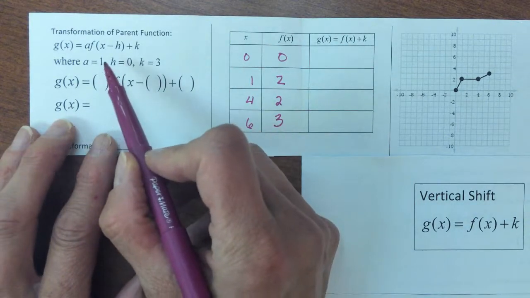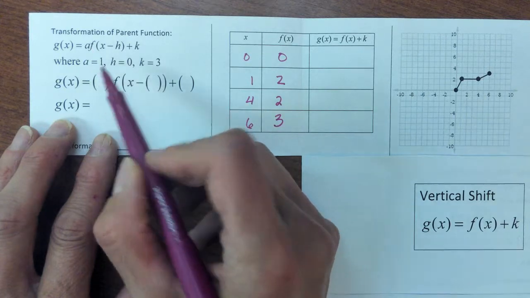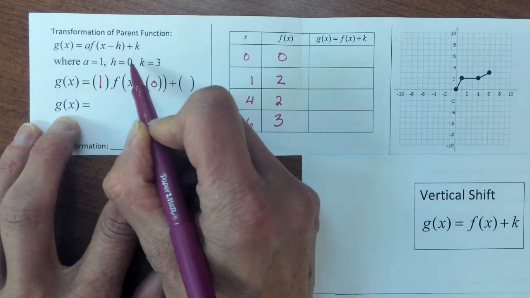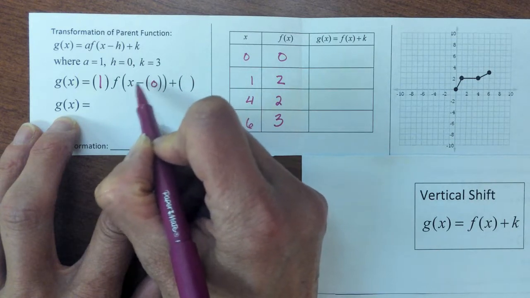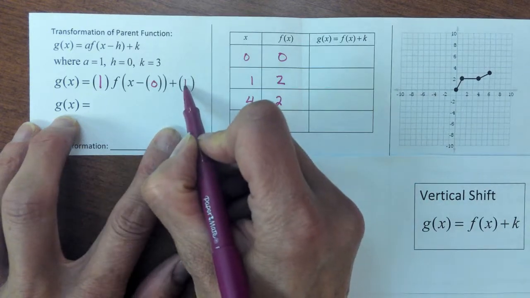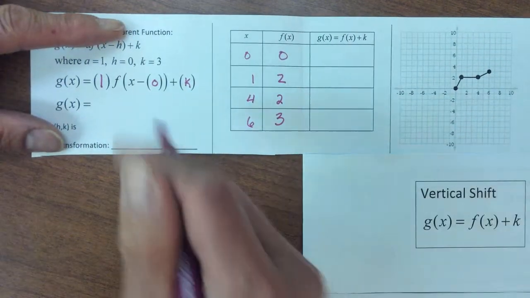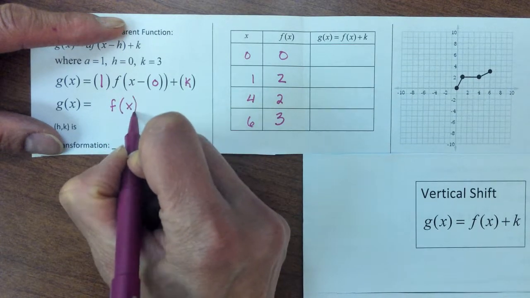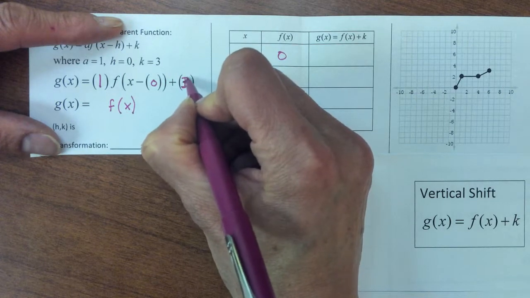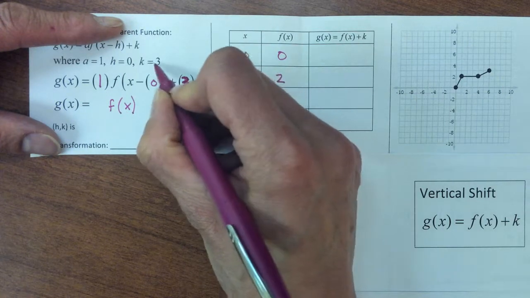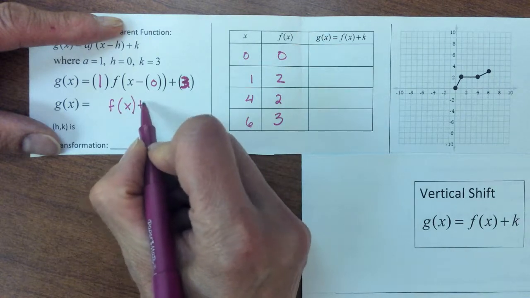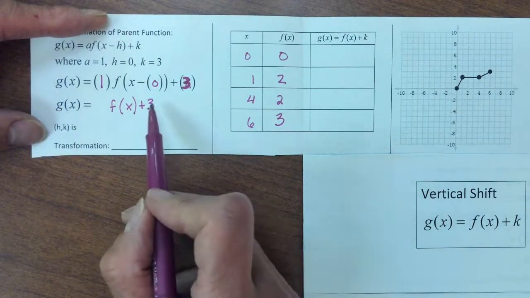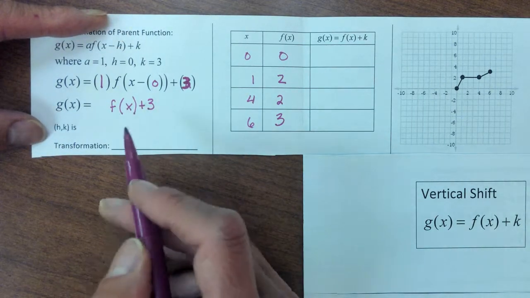So let's just substitute in our values. So it's a, which is in the front, which goes here. h, which is 0, goes here, because h is horizontal, x's are horizontal, and k is on the outside. So if I simplify this, if I do what's inside the parentheses, I have x minus 0, which is x. Sorry, this should have been a 3, not a k. It's right here, k is 3. And then I'm going to do a plus 3, and multiplying by 1 doesn't change anything. So we can see I'm adding 3 to my value of y.